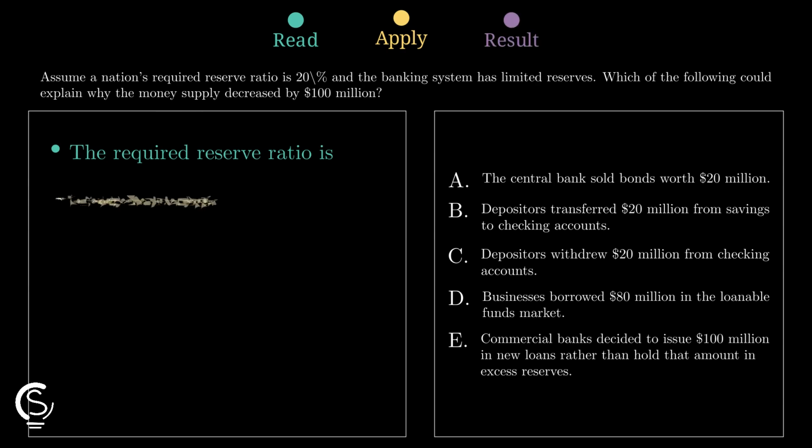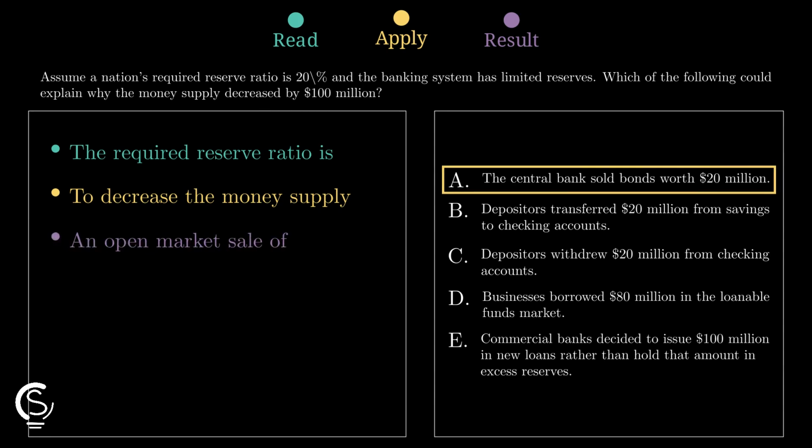Finally, we look for an action that removes $20 million from the system. A central bank bond sale pulls cash out, making option A the perfect match for our calculation.